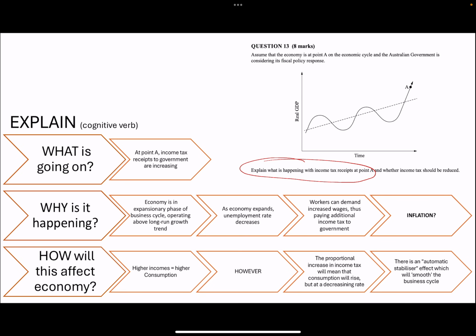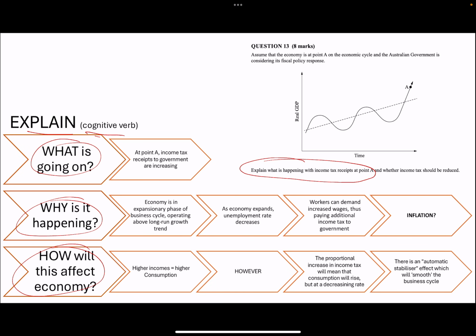Explain what is happening with income tax receipts at point A. I've built here a little graphic. Take a pause and have a read through this yourself. But let's think about explaining the cognitive verb as we use it for this question in the format of what is going on, why is it happening, and how will this affect the economy? What, why, and how I've used for this one here. Once again, those simple elements there, the explain cognitive verb, really help me to unpack this whole part of the question.